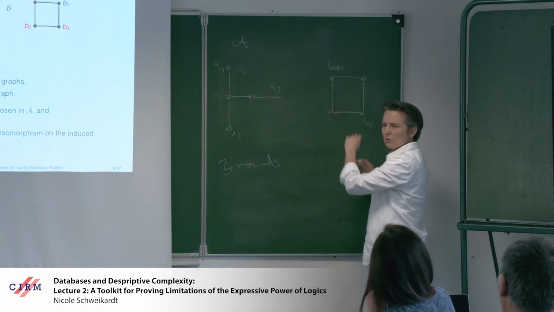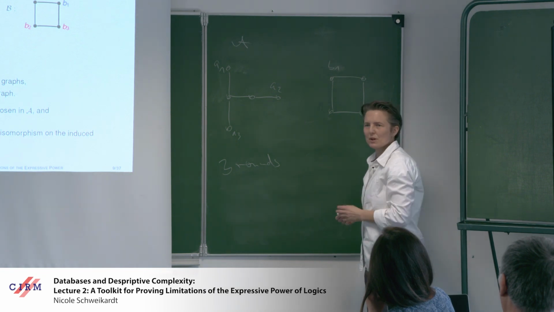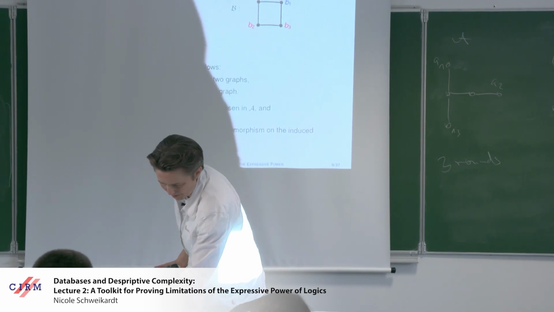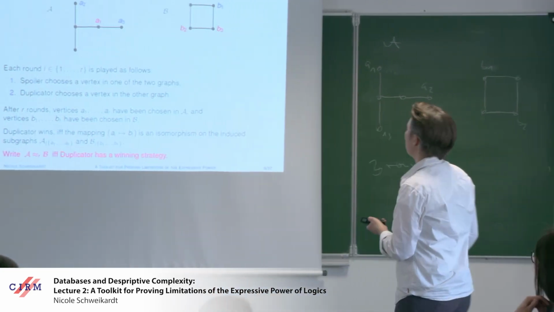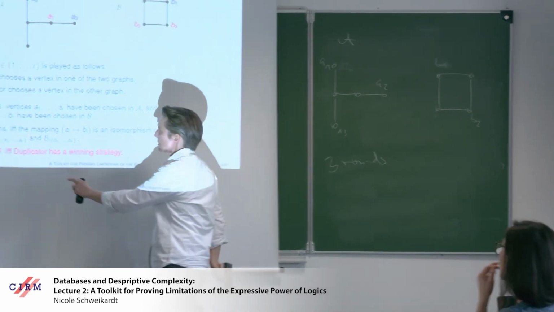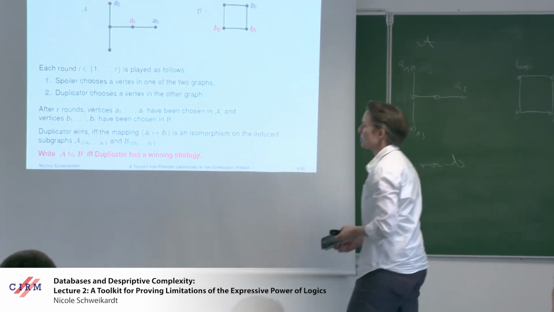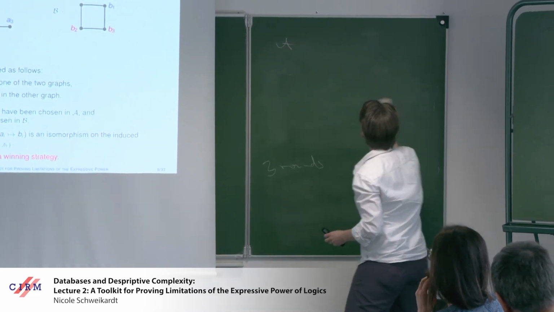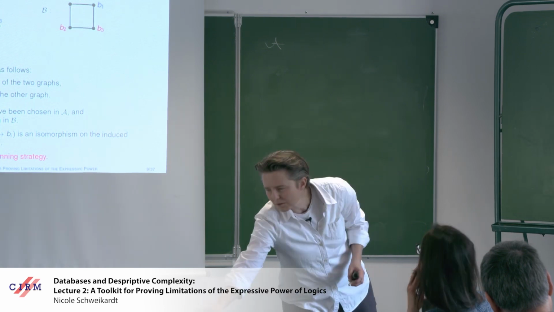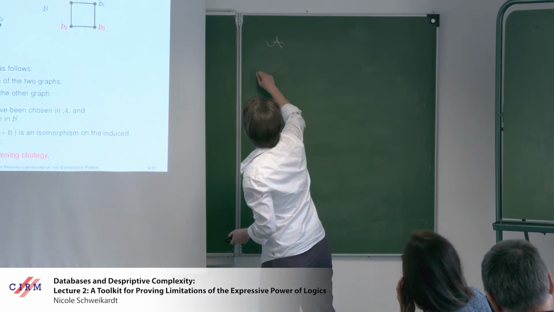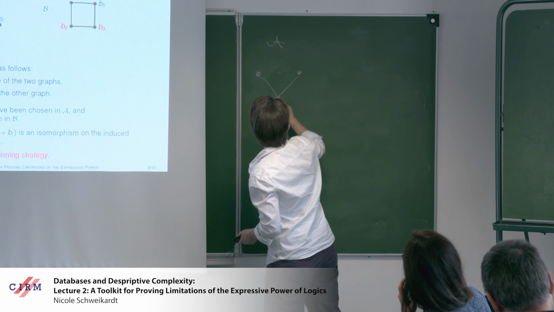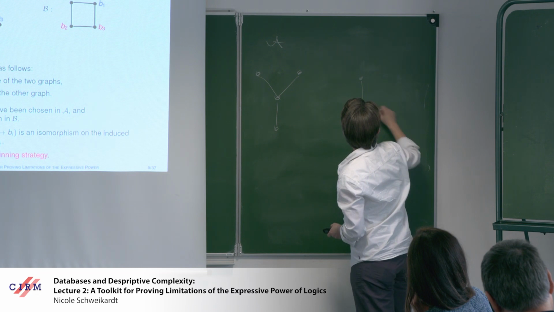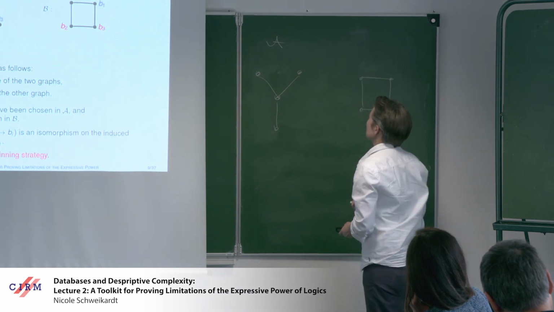If you check all the possibilities, you see in 3 rounds, spoiler has a winning strategy. So I write this here: A and B are equivalent if the duplicator has a winning strategy. And to make sure that you get an idea of this, let's look at one more example. So we have this, and we have, let's say that.